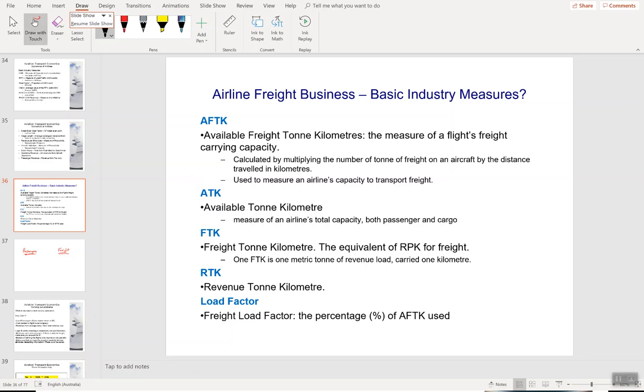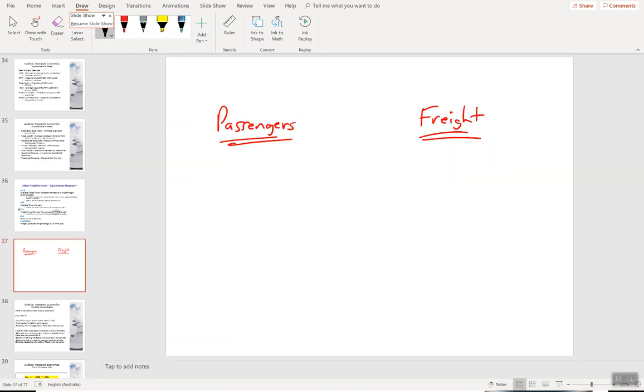So FTKs, or freight ton kilometres, are probably more often written as revenue freight ton kilometres, and this is the equivalent of an RPK, but for freight. Maybe a good way to think about this is if we look at the two, you've got freight and you've got passengers on the plane. So passengers, you've got ASKs and you've got RPKs, and this is capacity, and this is demand.